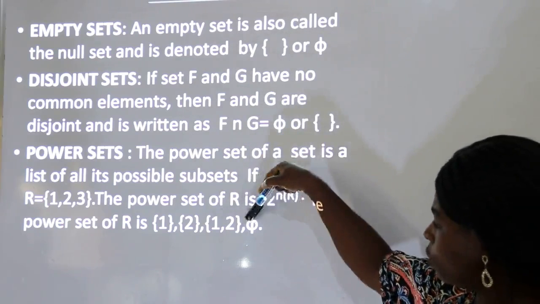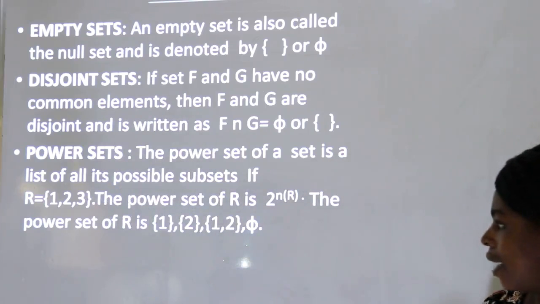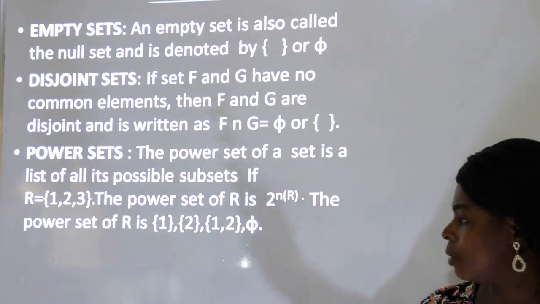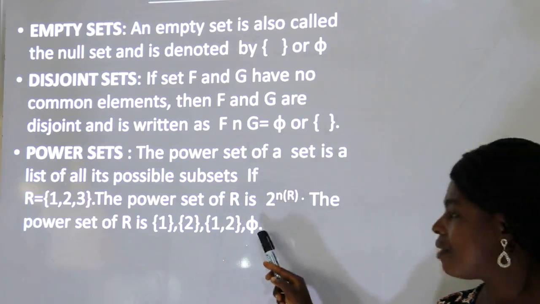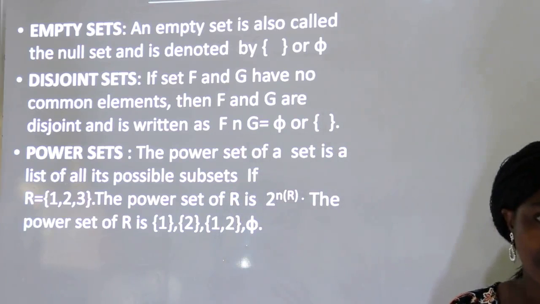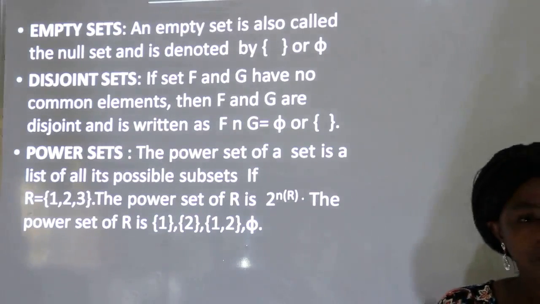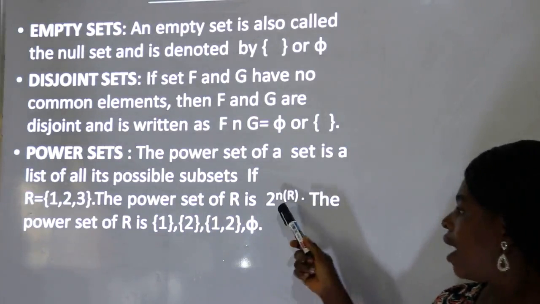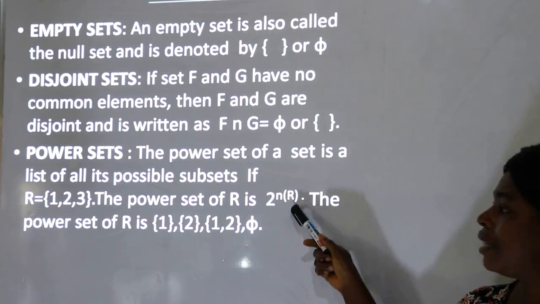For example, in this one that I used, if I omit the 3, we have 1 as a subset, 2 as a subset, then 1, 2 as a subset. Then we have the empty set as a subset. The empty set is a subset of every set, and the set itself is a subset of itself. So that is all about the power set. And I said you can write it as 2 raised to the power of the number of elements in set R.